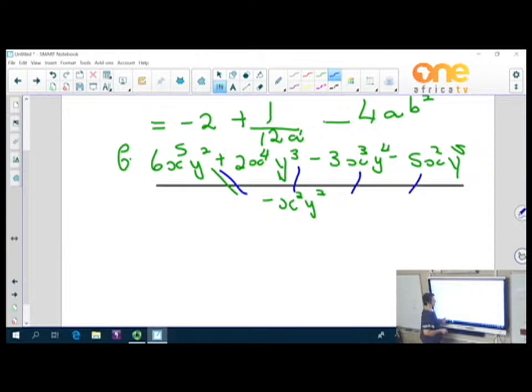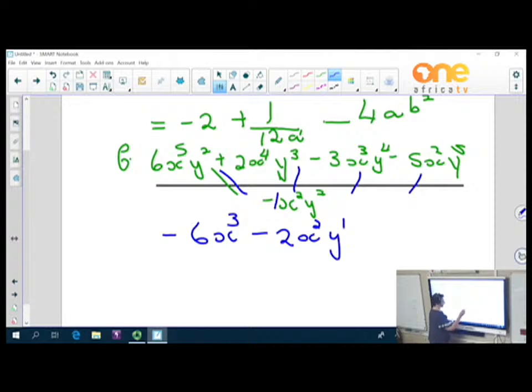Sign, number, letter. So positive divided by negative is a negative. 6 divided by 1 is 6. What do I do with my indices when I divide? I subtract. So it's x to the power of 3. y will cancel out. Now this one, positive divided by negative is a negative. Negative 2. Subtracting your indices, x squared, y^1.